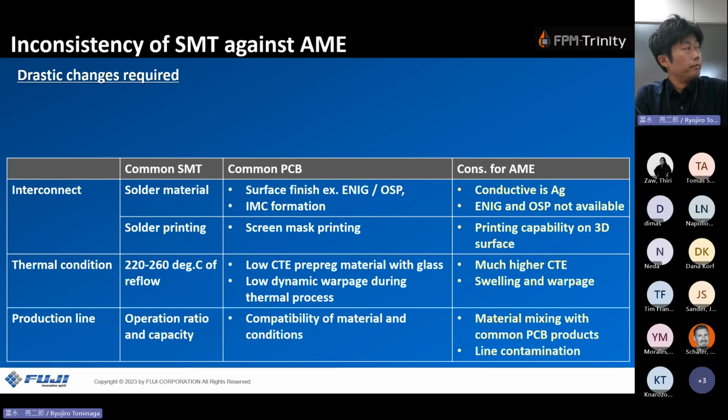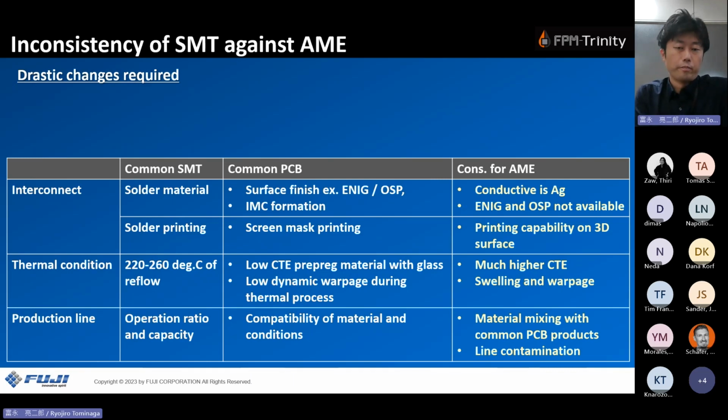And for solder printing, considering high volume manufacturing and low cost, most manufacturers are using screen mask printing. However, in the case of AME, the conducting material is silver, so we cannot apply gold plating, nickel plating, and OSP. And the AME target is not only 2D but also 3D. But for the 3D surface, screen mask printing is not so adequate.